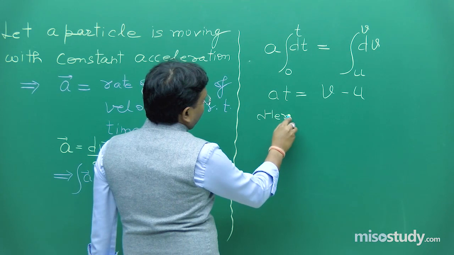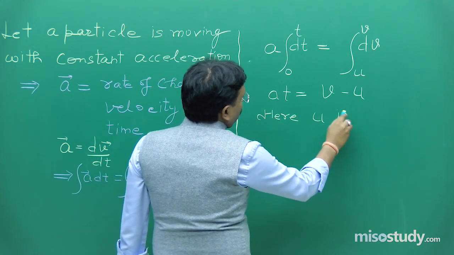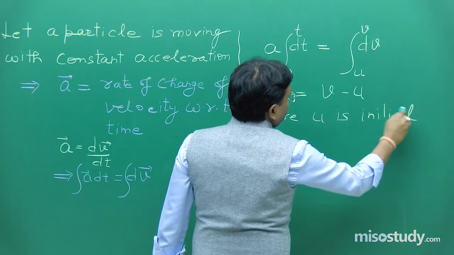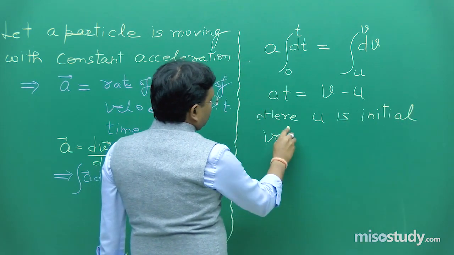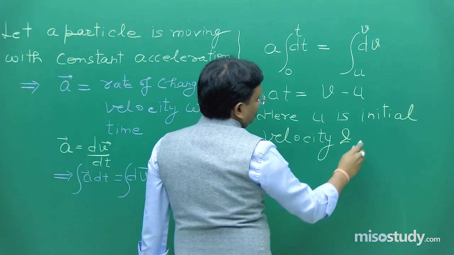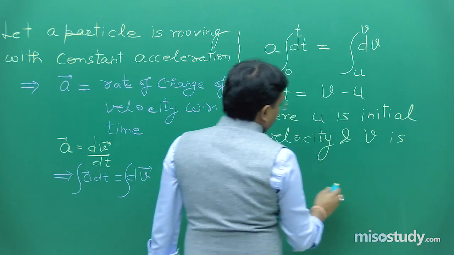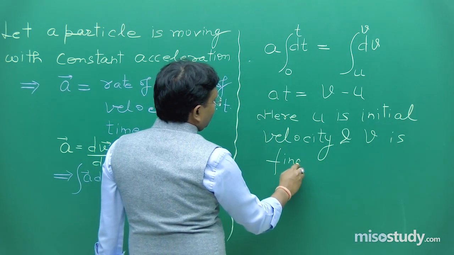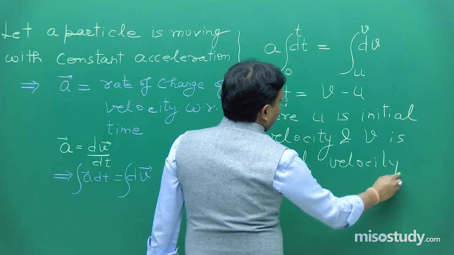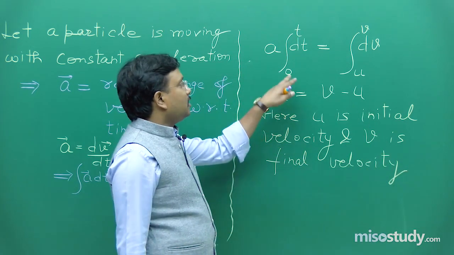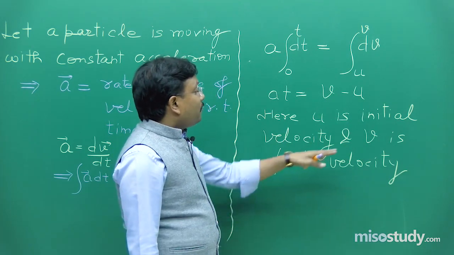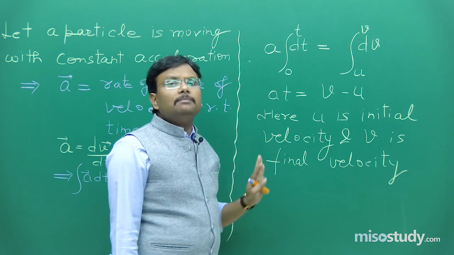Here u is initial velocity and v is final velocity. So, u is the velocity at starting time t is equal to 0, when you just started your observation, and v is the velocity after some time t.